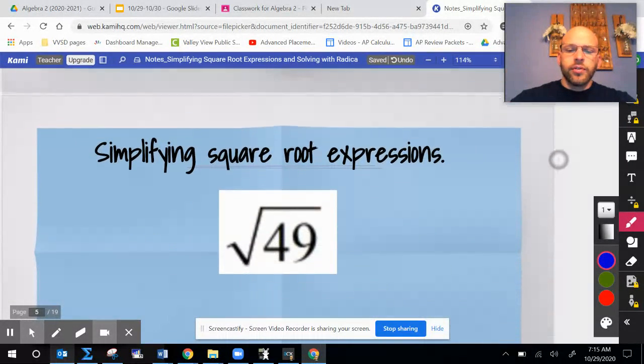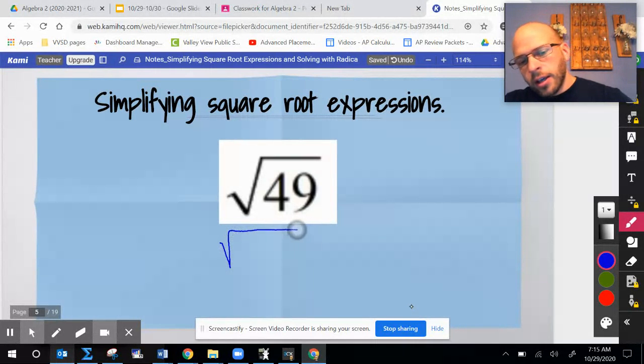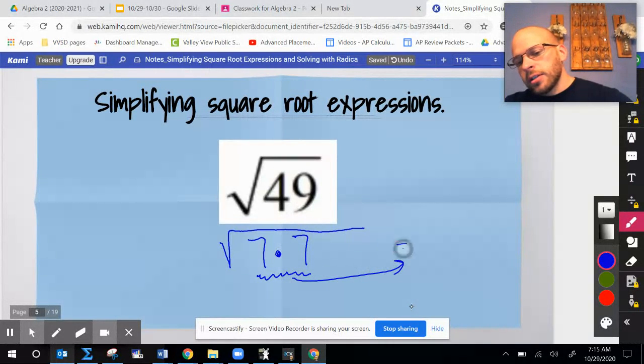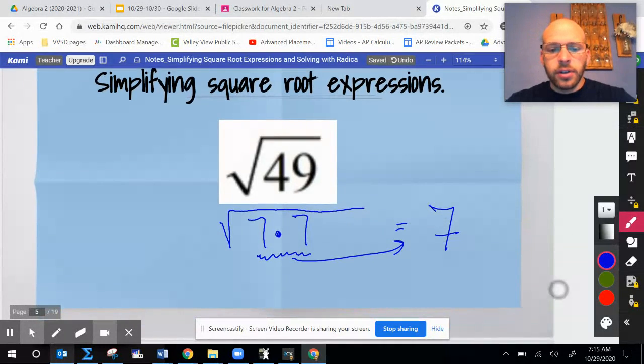So if I do it again, practice makes perfect. Sometimes you need to see more than one example. The square root of 49. Well, you may or may not know 49 is 7 times 7, and we have a product of two of the exact same thing. So my answer will just be 7. The radical and the product undo each other. They're inverses of each other.